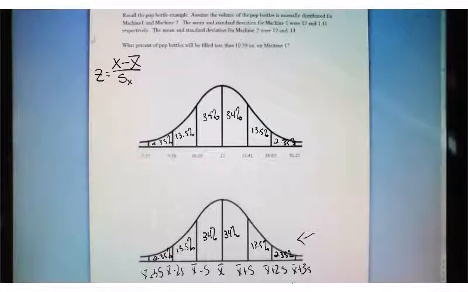Let's find the z-score for our data value of 10.59. So we take our data value of 10.59, subtract off the mean of 12, and divide by the standard deviation. Remember, the standard deviation for machine 1 was 1.41. When we simplify the numerator, we get negative 1.41, and when we divide that by the denominator, we get a negative 1.